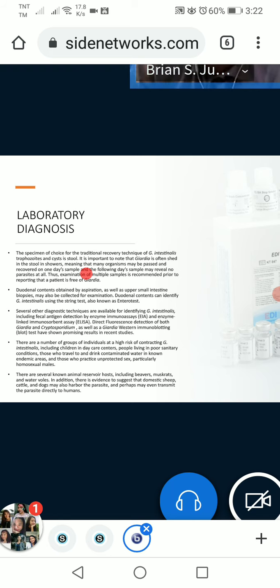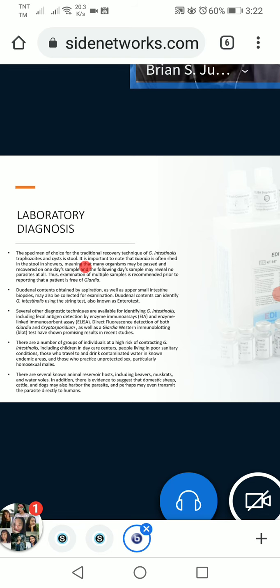So if you are suspecting Giardia intestinalis or Giardia lamblia infection, it is required to submit multiple specimens. Okay? Because you do not know which specimen will be viable for testing. You do not know if it is in the first specimen, the second, or the third. So you require multiple specimens if the patient is suspected of Giardia intestinalis infection. Okay?